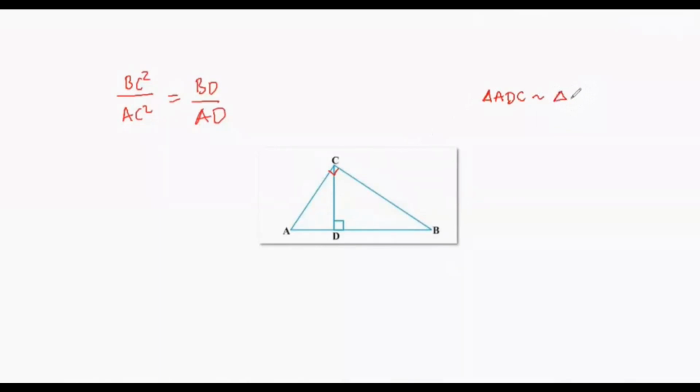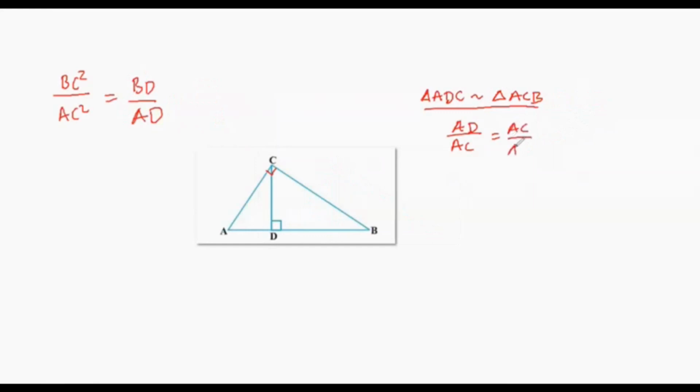How will it come? Triangle ACB. AC, right? ACB. And here you apply the similarity ratio of the corresponding sides. How will it come? AD by AC is equal to AC by AB. Yes, AC by AB will come. Okay, then you just cross multiply. What will you get? AD into AB is equal to AC square.